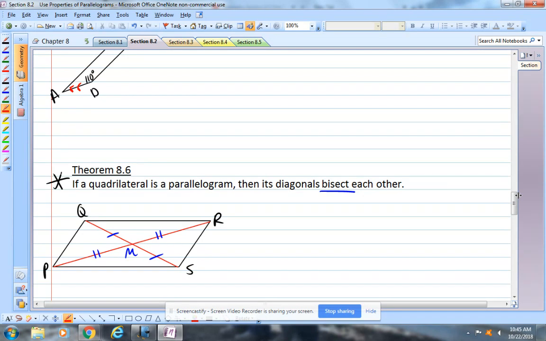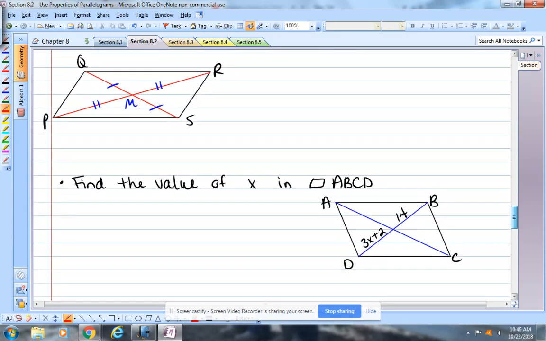So if they bisect, it makes two congruent things. And since these are segments, it intersects at the midpoints, right? So M is the midpoint of PR, and it's also the midpoint of QS. So that means QM is congruent to MS, and PM is congruent to MR. Okay? So we can't say that this one is congruent to this one, but we can say if they're on the same segment, they are congruent to each other. Okay? Important piece of information.